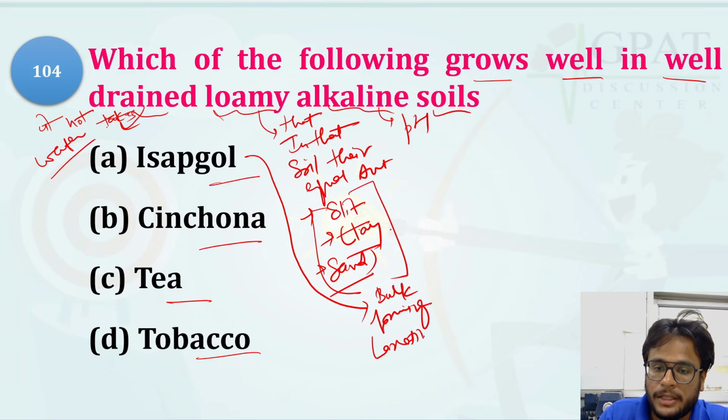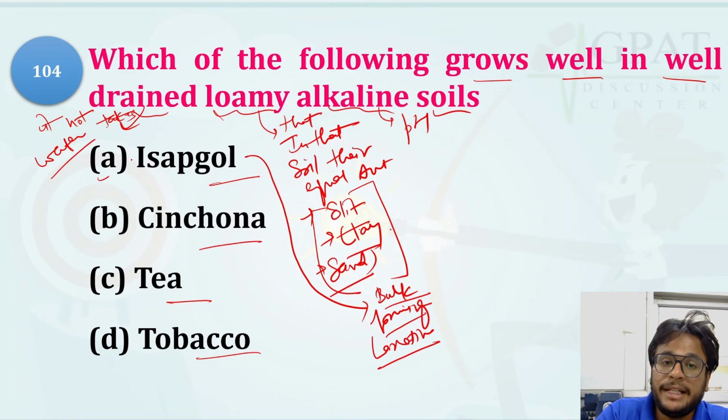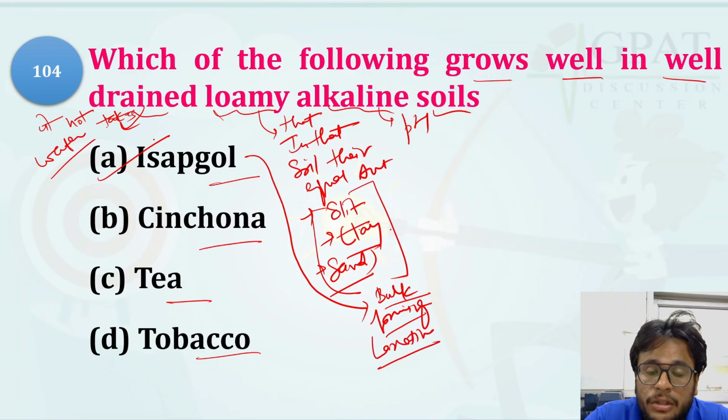Okay, that is going to be the answer for that particular question. Vinca mainly needs a well-drained, loamy and alkaline soil for its growth.